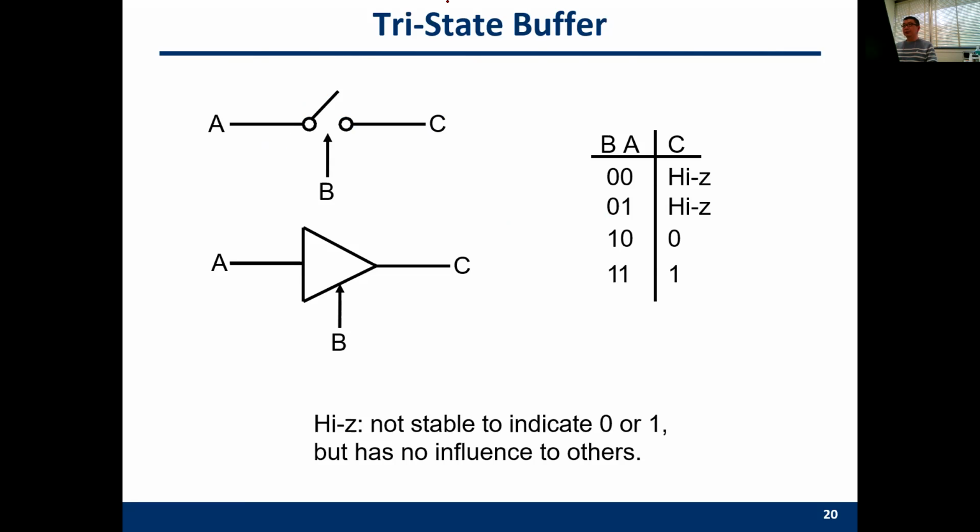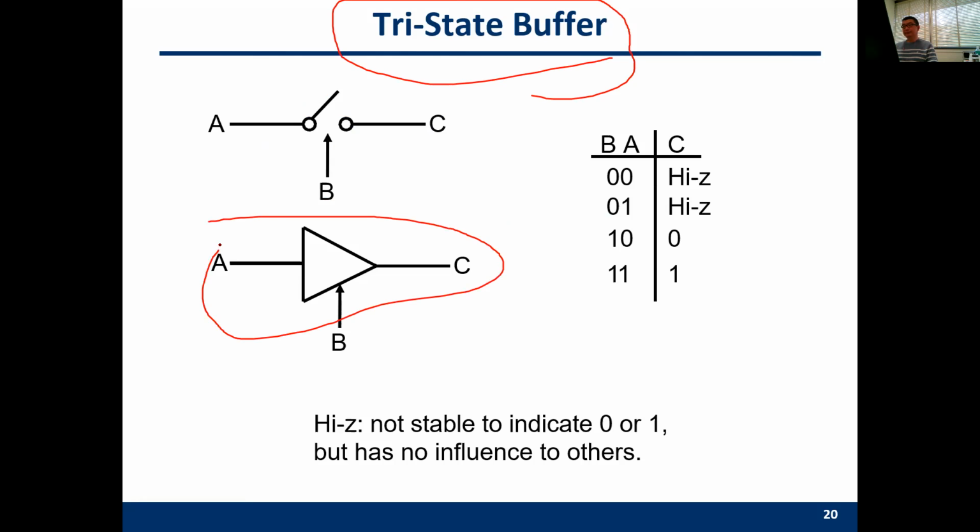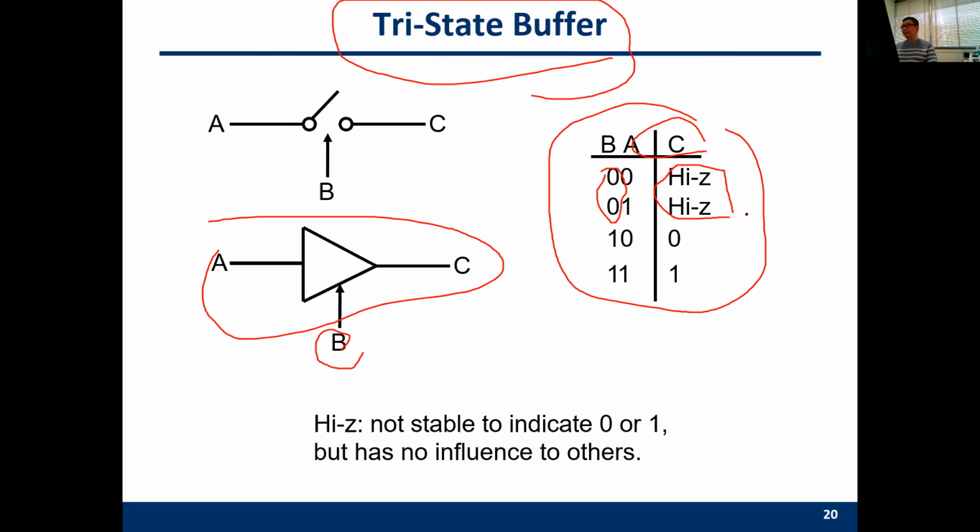The most important unit is the tri-state buffer. This is one example of the tri-state buffer. This is a truth table. For the tri-state buffer, it has two inputs, A and B. It has only one output. So when B, the control signal, is a 0, the output is some unstable signal, and it's not a 1 or 0. So it's not stable. We cannot use this signal. But when B is 1, then the output C is equal to the input A. So you can see these two are the same, and these two are the same.